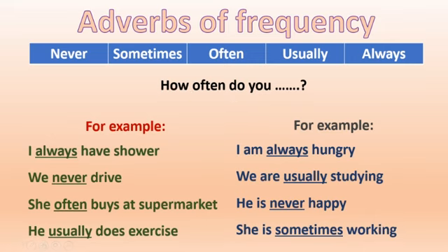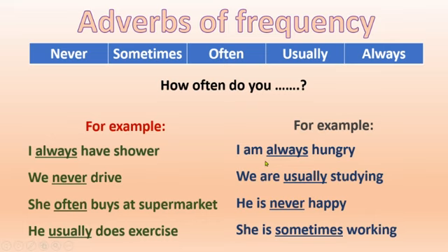For example, I always have a shower, we never drive, she often buys at the supermarket, and he usually does exercise. And I am always hungry, we are usually studying, he's never happy, and she's sometimes working. Now pay attention. You had adverbs of frequency. How could you use them? You have to write them before the main verb. Before you have the verbs have, drive, buy, and does. You have to write it before the main verb.